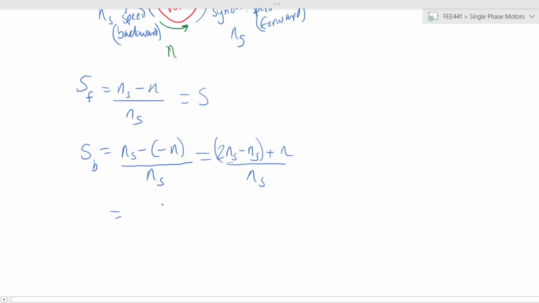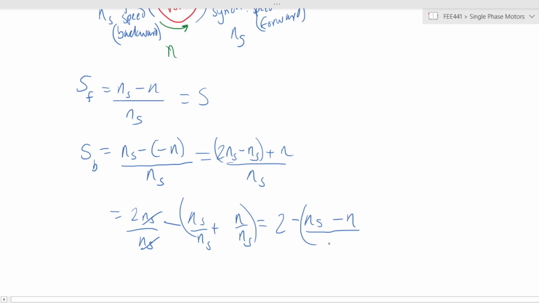So let's split these two. We have 2ns over ns minus ns over ns plus n over ns. Okay, and that can also be simplified into 2ns minus ns. These two cancel each other out, and if we put these two together, you will have (2ns − n)/ns, like that.